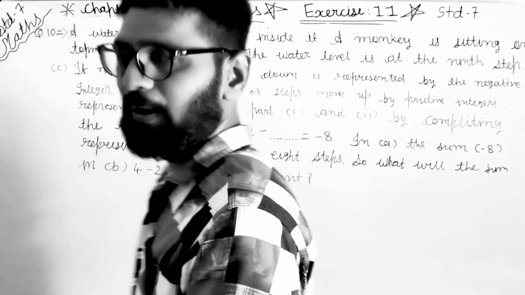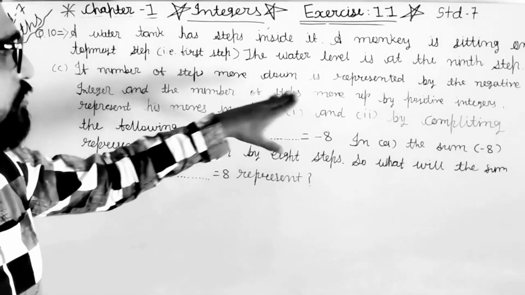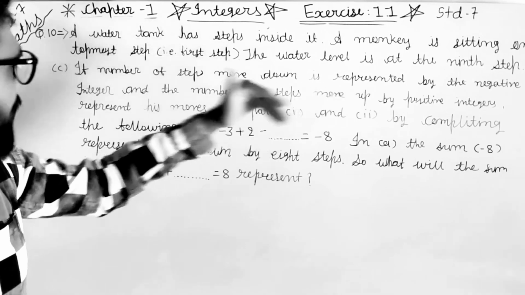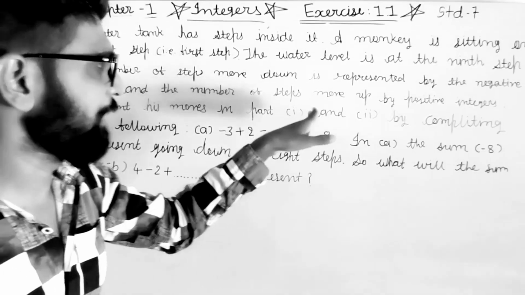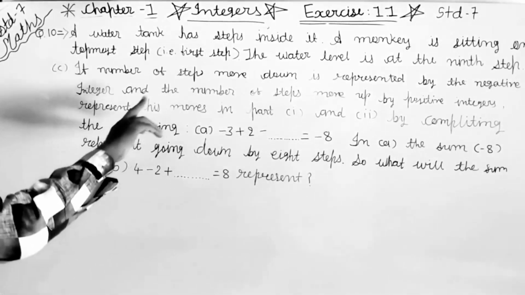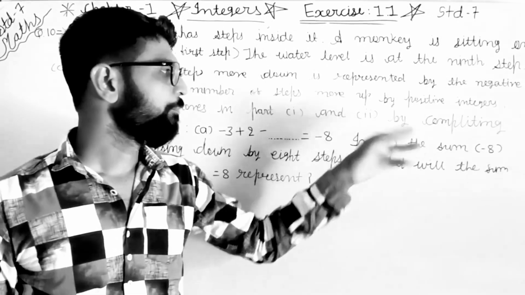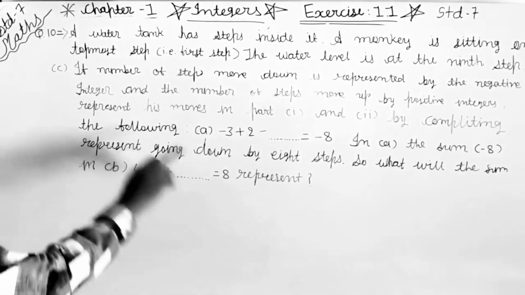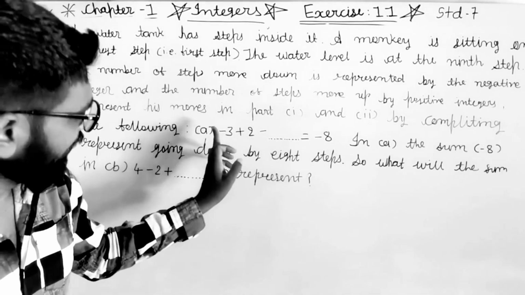Now, the third part of this question is: if the number of steps moved down is represented by a negative integer and the number of steps moved up by a positive integer, represent his moves in part 1 and part 2 by completing the following, A and B: minus 3 plus 2.